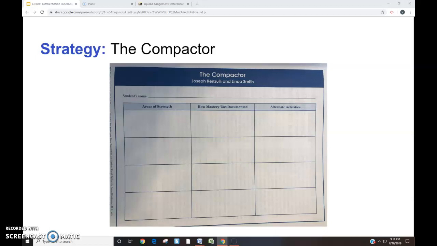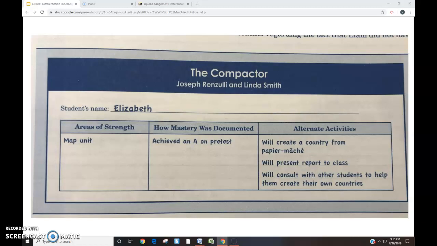On this slide is the compactor template. This document would be completed together by the teacher and the student, and would provide an agreement similar to a learning contract for the student. The columns are used to list the skills that the student is strong at, what they do extremely well. The how the mastery was documented column discusses how mastery was obtained. And finally, the alternate activities column lists the extension activities that the student must complete by the end of the unit.